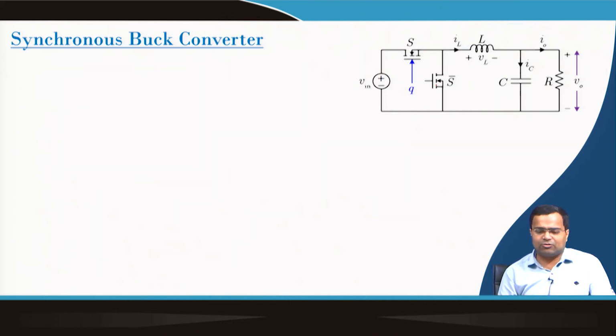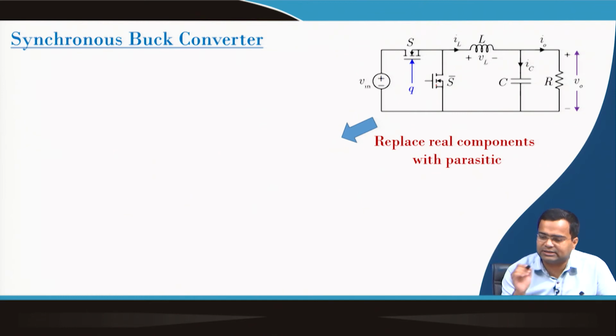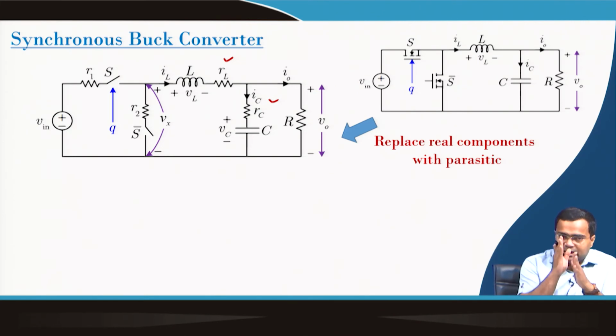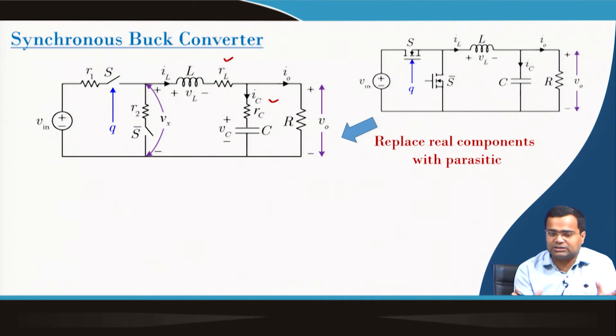So, in this synchronous buck converter, if we want to replace all these components, including switches, with their practical parasitics, we already know about this RL, RC, but now for switches we are considering ideal switching. That means we are not considering the practical turn on, turn off process, but that can also be included if we include the switch models. But here we are only considering the DC resistance, the on time resistance of the MOSFET. R1 and R2 are the on time resistance of switch S and S bar.